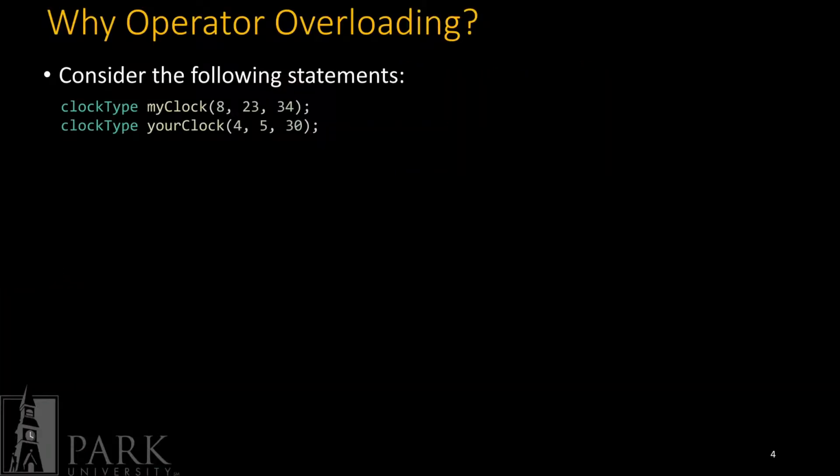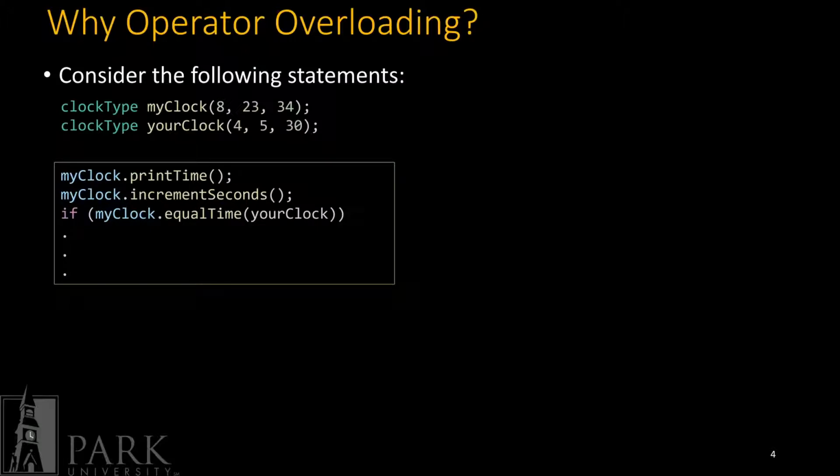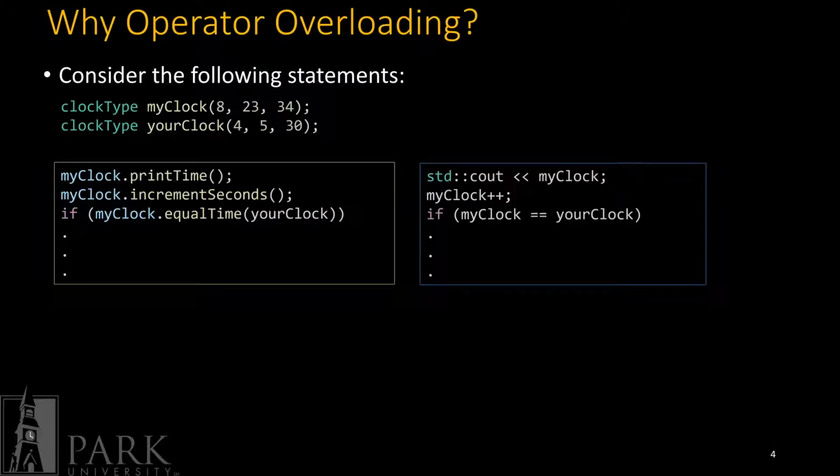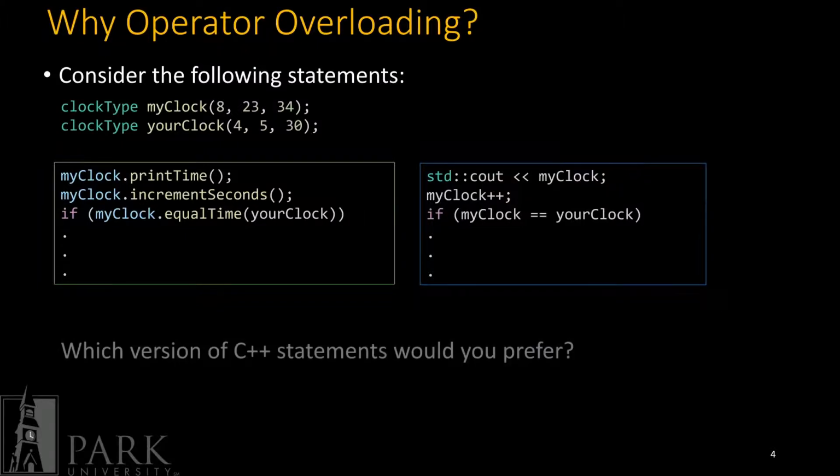So what is operator overloading and why do we do it? Well, let's use the clock type class as an example. Here we're going to call a few member functions to print the time, increment the time, and compare two time objects. What about this segment of code which does the exact same thing? Which version do you prefer? Personally, I think that this is a lot more concise than having to write out all these methods, don't you?